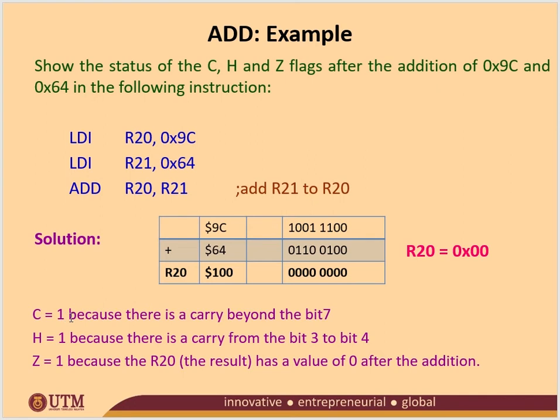And last but not least, what about your Z flag? Since after the addition the value of R20 is 0, your Z flag equals 1.